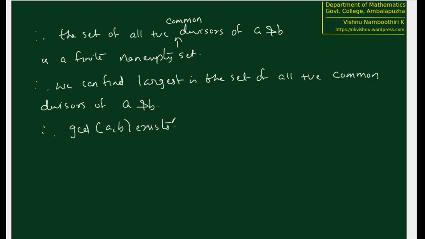Note that this argument fails in the case of A and B both equal to 0, because when we take A and B both equal to 0, then the set of all common divisors of A and B is the set of all natural numbers, and that is not a finite set. Therefore, we cannot find the maximum from that set. That's why our argument fails when A and B are both 0. So this guarantees the existence of GCD when at least one of them is non-zero.